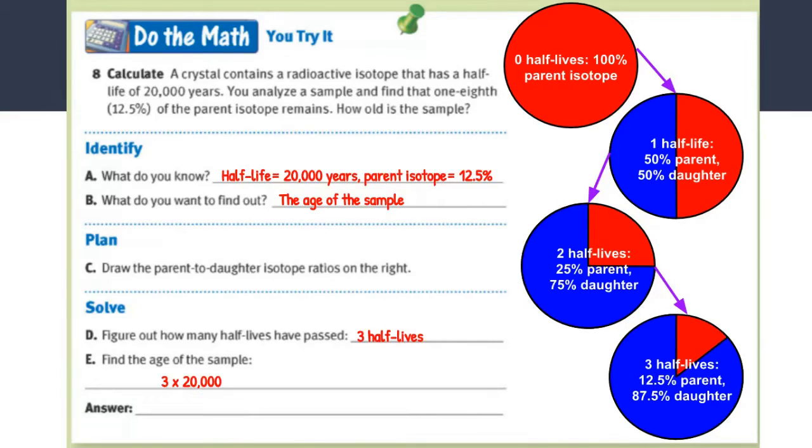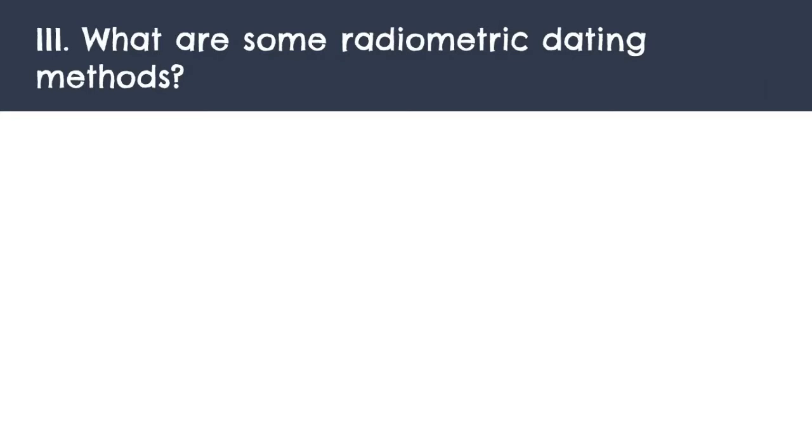Well, we know that 3 half-lives have passed, and the half-life in this sample is 20,000 years. So my answer is that my sample is 60,000 years old. Hopefully that math was pretty easy for you. On your test, I'm not going to give you anything that's too complicated. It's all going to be very easy multiplication if you have to do any at all. So don't freak out about that.